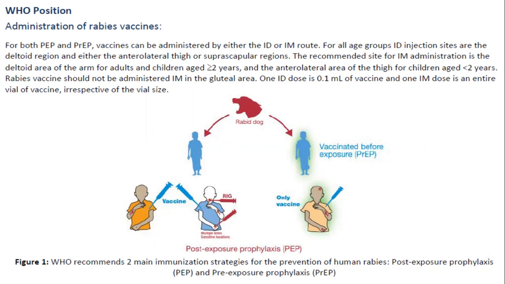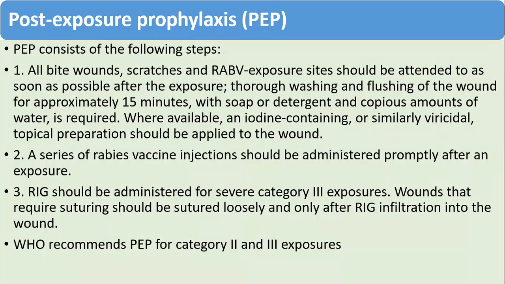We will discuss it in a bit more detail here. First, we will discuss post-exposure prophylaxis. All bites, wounds, scratches, and rabies virus exposure sites should be attended to as soon as possible after exposure. This means thorough washing and flushing of the wound for 15 minutes with soap or detergent and copious amounts of water where available, and a series of vaccine injections should be administered promptly after the exposure. Rabies immunoglobulin should also be administered for severe category 3 exposure.